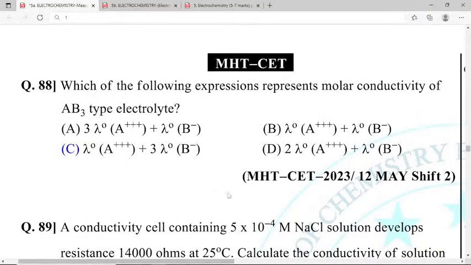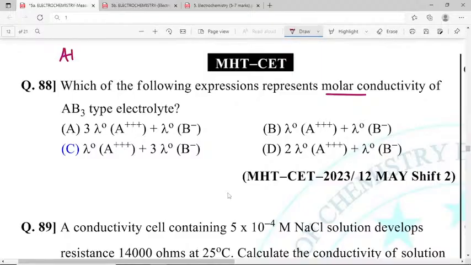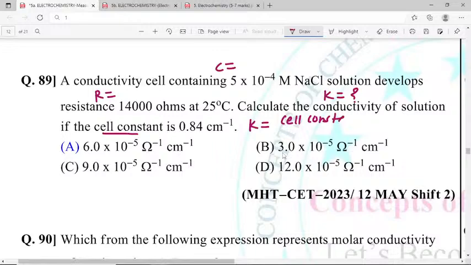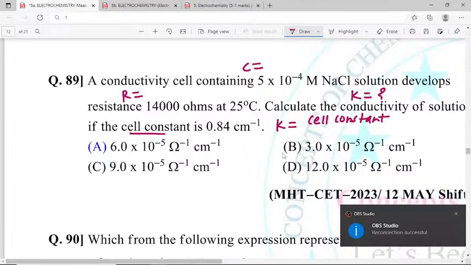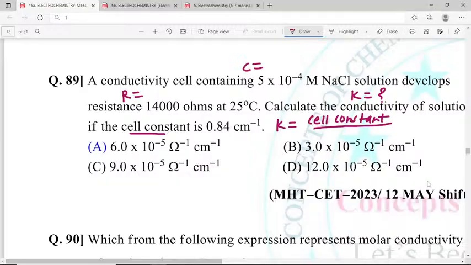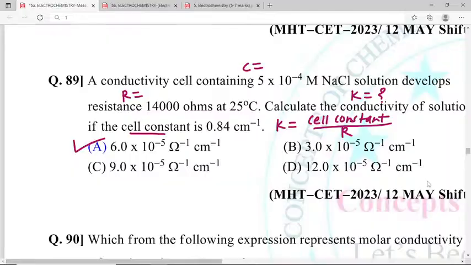Which of the following expressions represents the molar conductivity of an AB3 type electrolyte? So what is AB3? AB3 is equal to A3+ plus 3B-, divided by resistance. Cell constant divided by resistance. So substitute the values, and we will get the answer 6 × 10^-5. Conductivity is equal to cell constant divided by resistance.